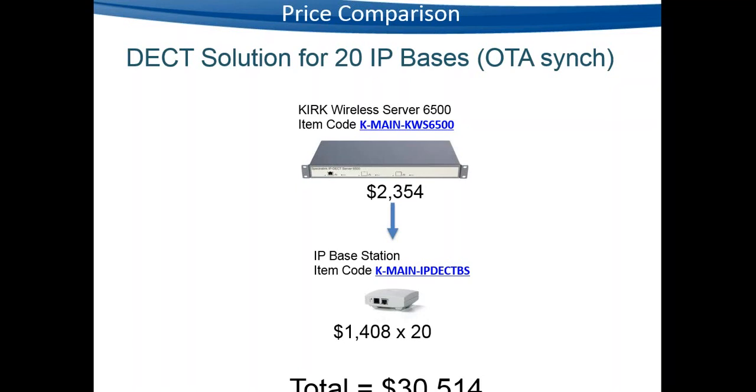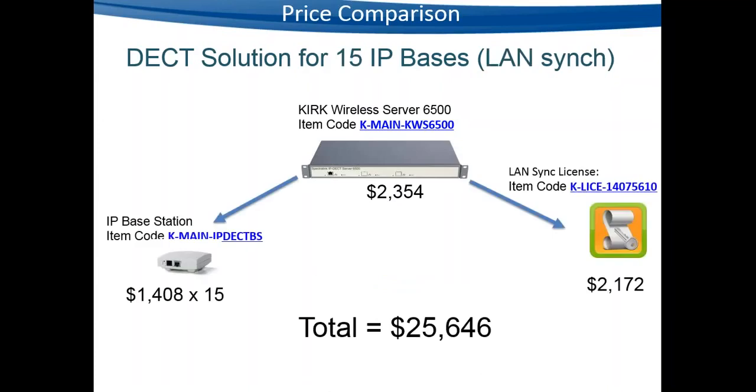So here we've got our IP DECT server 6500, and that's costing us $2,354. This is retail pricing. We have 20 IP base stations at $1,400 a pop, and we're doing over-the-air synchronization. So our total system cost is about $30,000 plus.